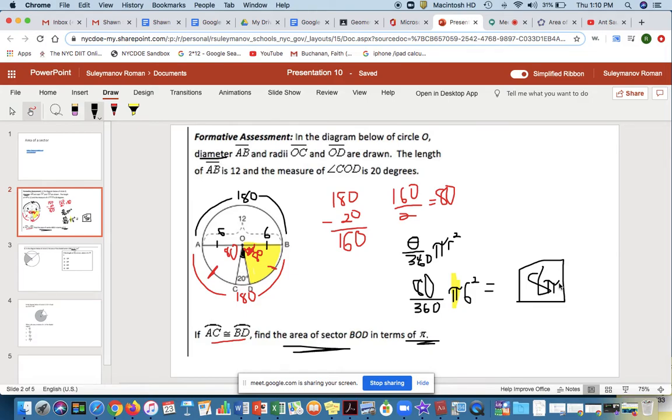And this is what you were looking for from your homework. If you did not do your homework, resubmit. Get credit for it. Here's the answer. Any questions?